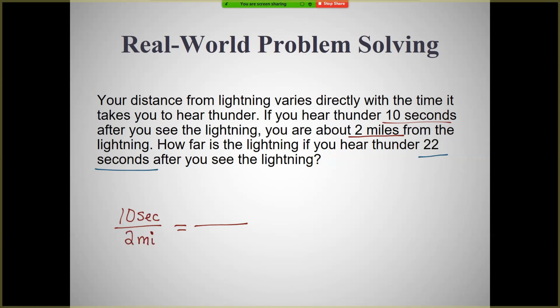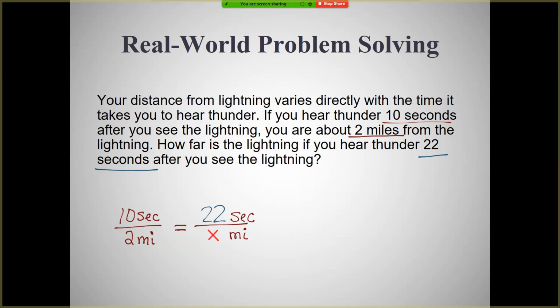I could flip both of these, put 2 miles on top, 10 seconds on the bottom, but when I write the second fraction, I have to put seconds on top and miles on bottom because that's what I did in the first fraction. For my second set of information, I want to know how far the lightning is if I hear thunder 22 seconds after I see the lightning. So that 22 has to go on top because it's seconds. And then I'm going to put an x because x is what we're trying to figure out.